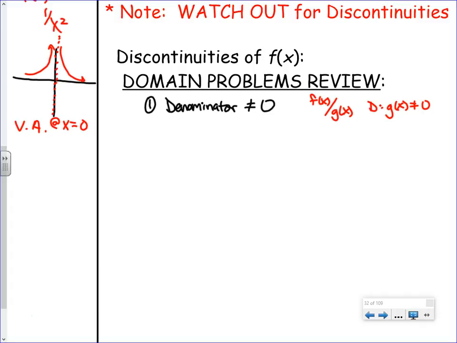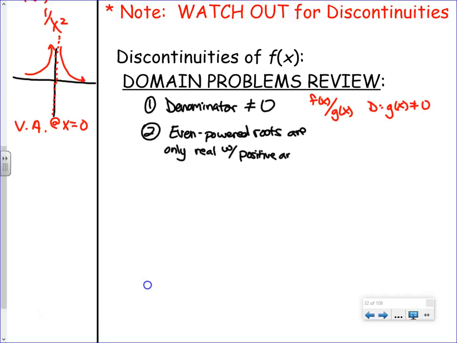Square roots! I'm going to say even-powered roots, remember? There technically can be any even-powered roots. Even-powered roots are only real with positive arguments.